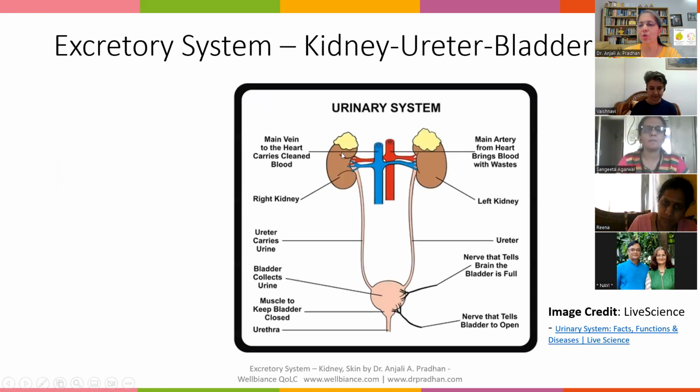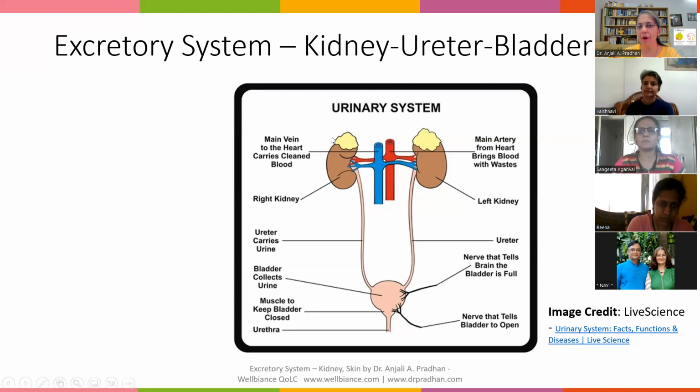Correct? There are 2 kidneys present in our body. Where are they located? Before location, we will see these are the reddish color bean-shaped kidneys. These are bean-shaped. अपना वो राजमा कैसा रहता है? Bean-shaped. The shape of the kidney is like that. There are 2, one on either side, right and left.